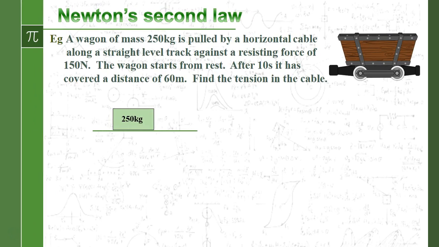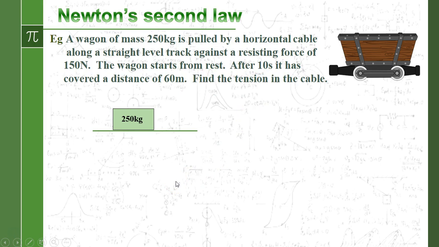Okay, another example. So here we go again. Let's draw a forces diagram. We've got a wagon of mass 250 kilograms being pulled along a level track against a resistive force of 150 newtons. The wagon starts from rest, and after 10 seconds it's covered a distance of 60 meters. That bit we will come to in a second. So first of all, find the tension in the cable.